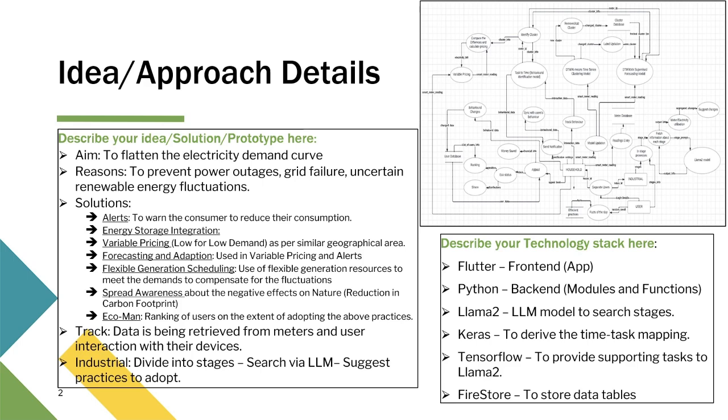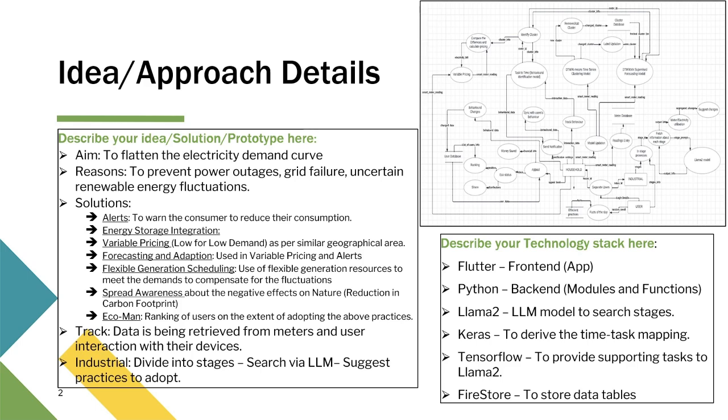And in this, we're going to discuss the aim. The aim is to flatten the electricity demand curve, and the reasons are to prevent the power outages, grid failure, and uncertain renewable energy fluctuations. The renewable energy fluctuation might be due to the solar panel issue during the rainy season, which might lead to higher electricity demand during rainy seasons. And we are going to further discuss it via the reference of the DFD diagram later on.